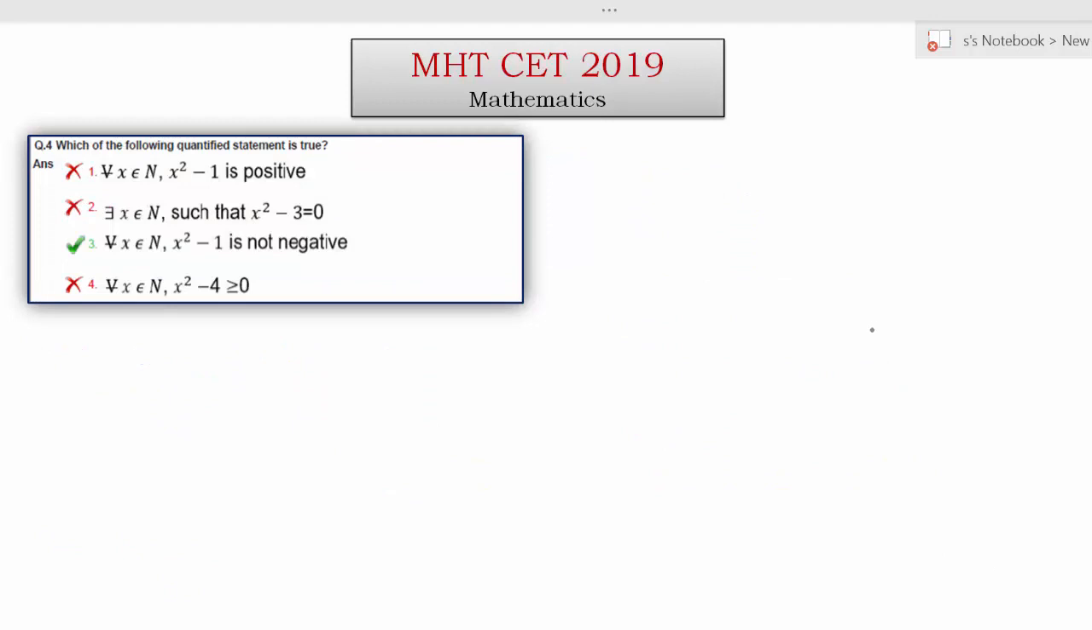Okay, question 4 says, which of the following quantified statement is true? Okay, let's have a look at one by one.